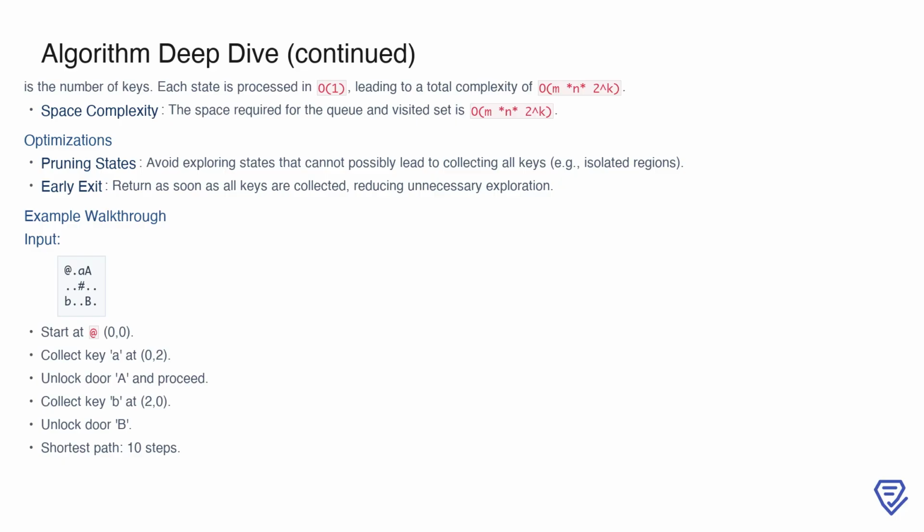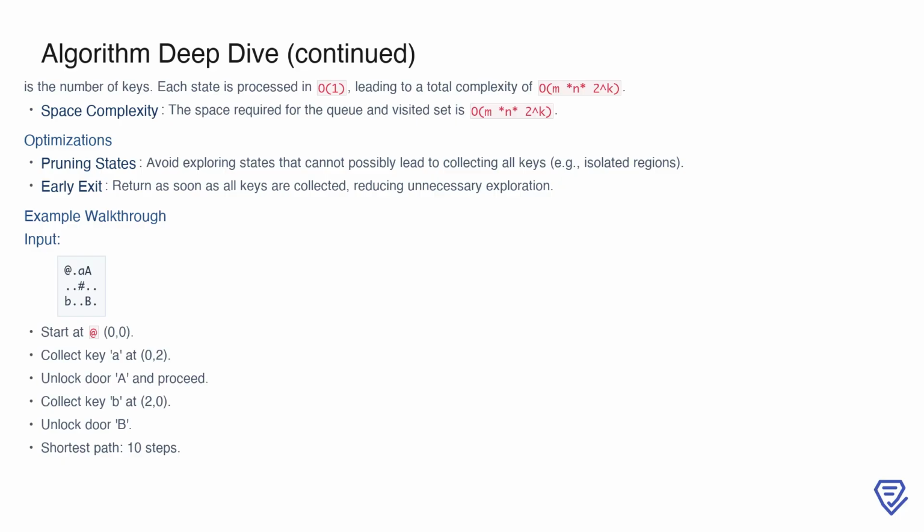To further optimize the algorithm, we can prune states that cannot lead to collecting all keys, such as isolated regions of the grid. Additionally, the algorithm includes an early exit condition. Once all keys are collected, the function immediately returns the result, avoiding unnecessary exploration.